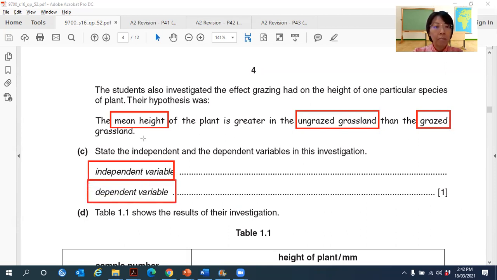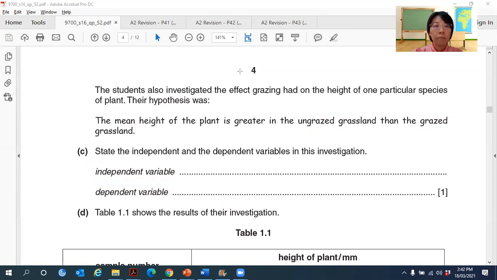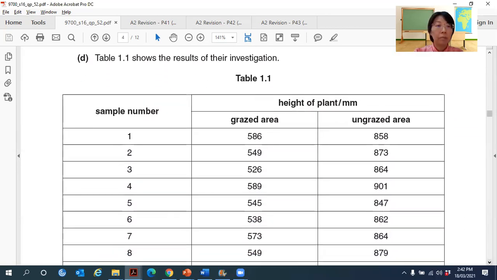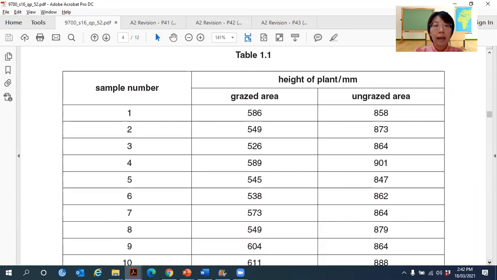And your dependent variable is the mean height of the plant. Exactly what do you want to measure? Height of the plant is also acceptable. Mean height is also acceptable. So this is the data obtained from students. The student took 10 samples for these two areas and measured the plant height in mm.